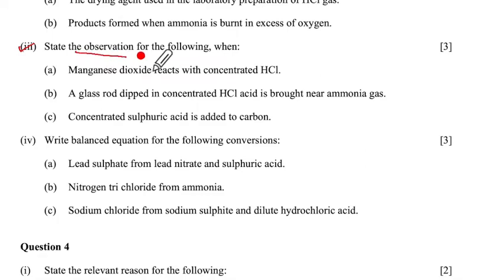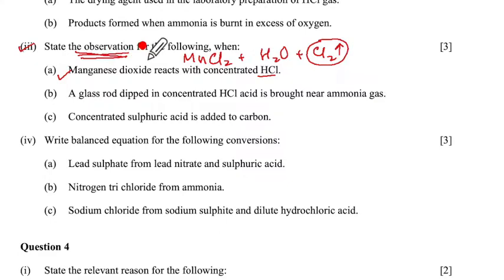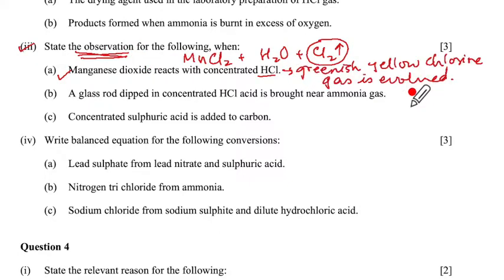State the observation for the following. When manganese dioxide reacts with conc HCl. So concentrated HCl will give us the products MnCl2 plus H2O plus Cl2. So it is this gas which is going to be observed as a greenish yellow gas. Alright, so we have to write over here, okay, greenish yellow chlorine gas is evolved.